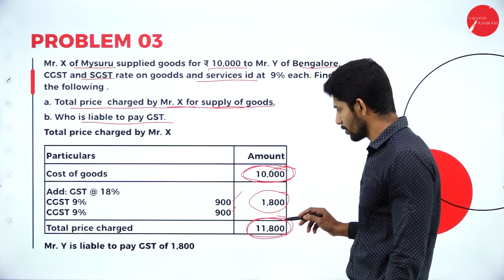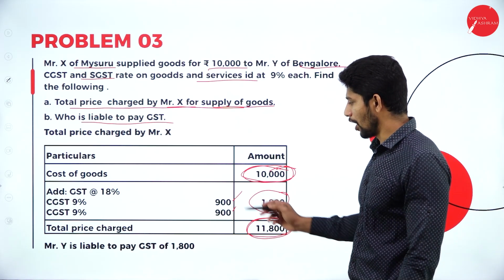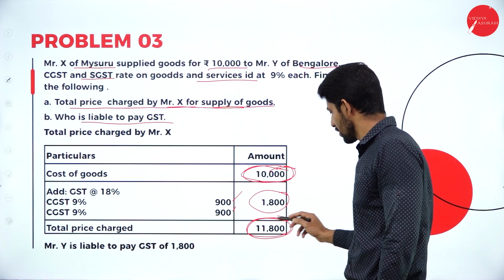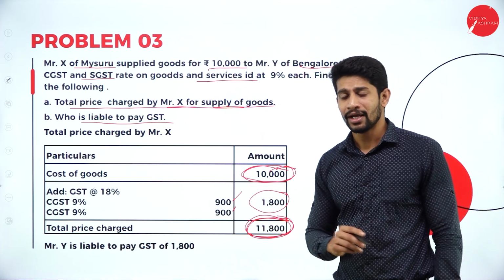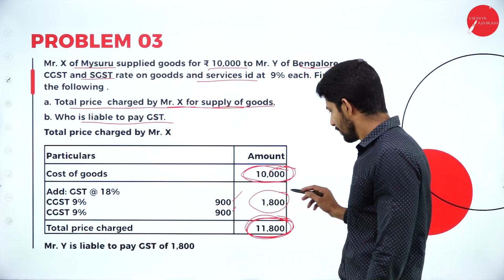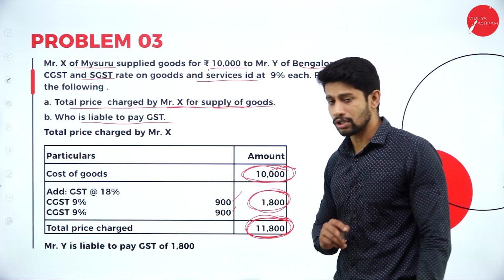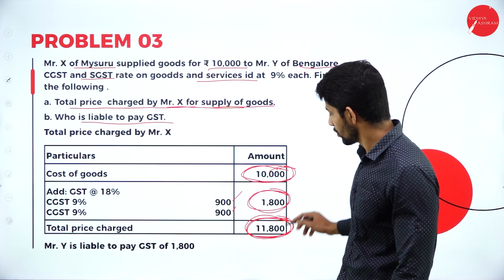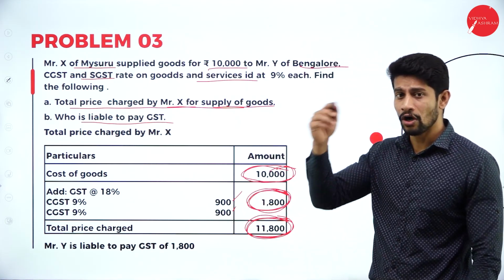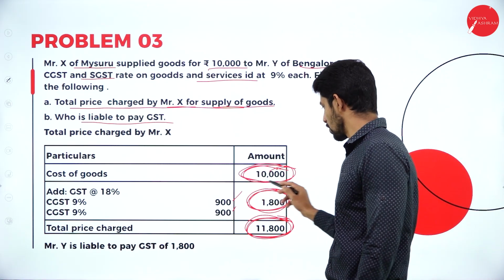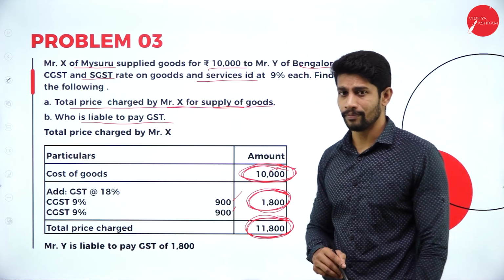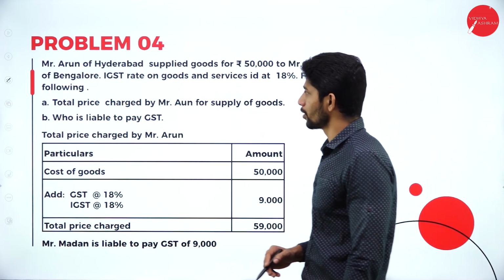So the total amount charged by Mr. X is rupees 11,800 and Mr. Y is liable to pay the GST of rupees 1,800 rupees. How much the GST is supposed to pay? He is supposed to pay 1,800 rupees of GST on purchase of 10,000 rupees worth goods. So this is how you are supposed to solve the problem. Next, moving further, problem number 4.